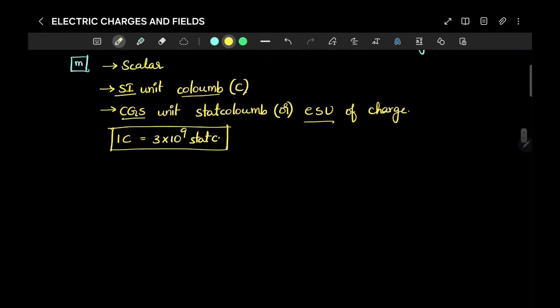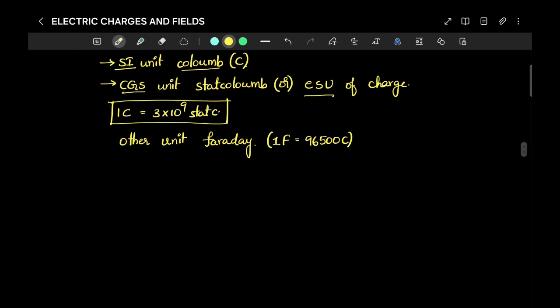Now there is another unit for charge, that is the Faraday. Here, 1 Faraday is equal to 96,500 Coulomb. Generally in chemistry they discuss this particular point. 1 Faraday is equal to how much charge, my dear? It is equal to 96,500 Coulomb.